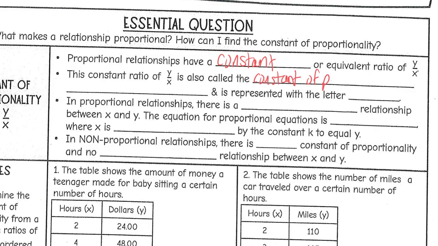Constant of proportionality is represented with the letter k. In proportional relationships, there is a multiplicative relationship between x and y. The equation for a proportional relationship is y equals kx, where x is multiplied by the constant k to equal y.